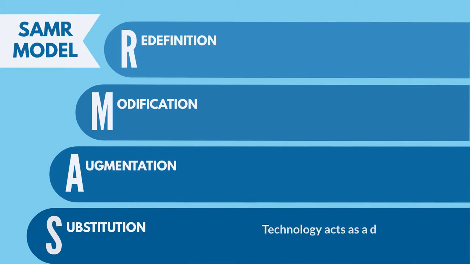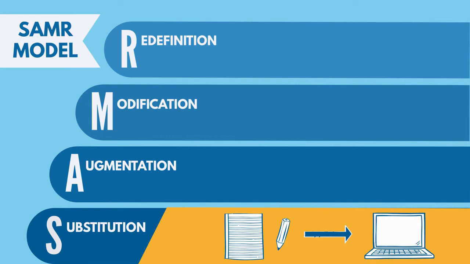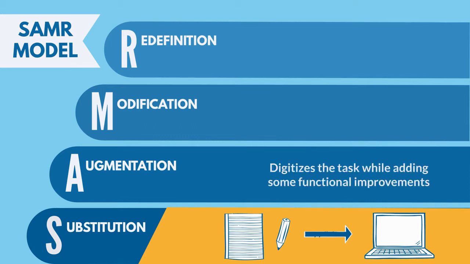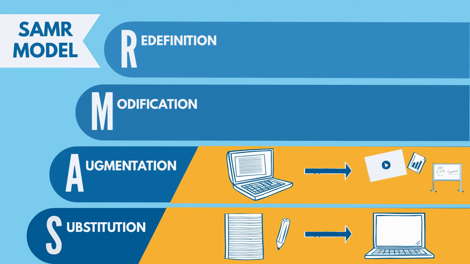In substitution, technology acts as a direct substitute with no functional change. For example, the instructor decides not to use pen and paper for an essay assignment, but rather have students type it on the computer. This is a replacement with no real task change. Augmentation is next. This stage digitizes the task while adding some functional improvements. This adjustment would mean that instead of just typing the essay on the computer, the tool is used to enhance the learning by allowing the student to add videos, charts, and give a clearer presentation of information, while even allowing instant feedback. The learning outcomes are the same, but the technology provided more functionality.